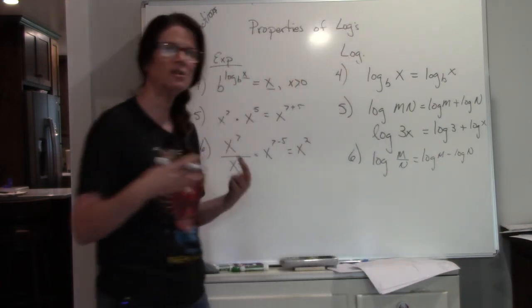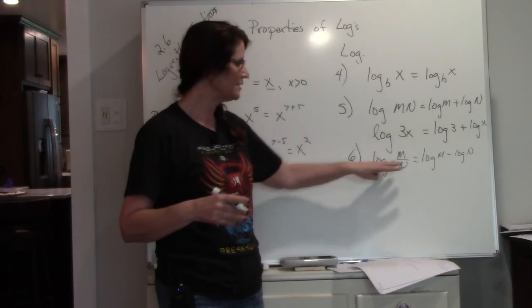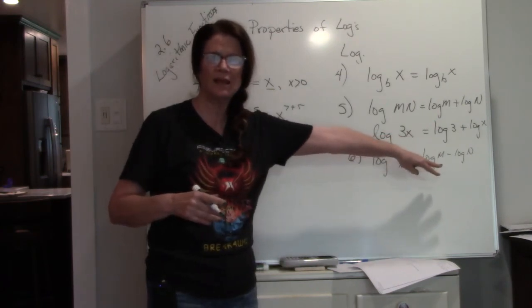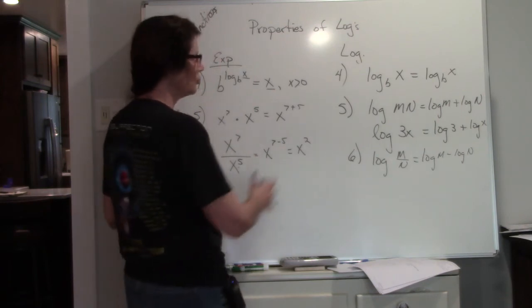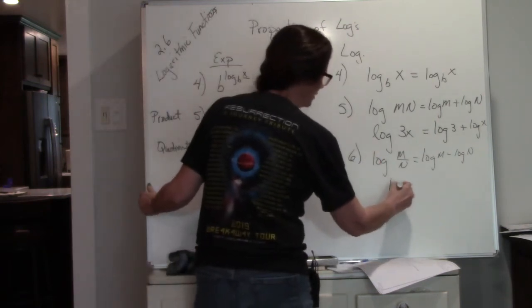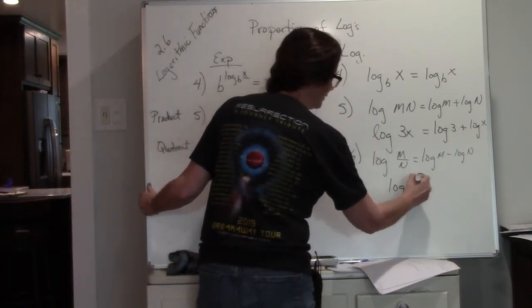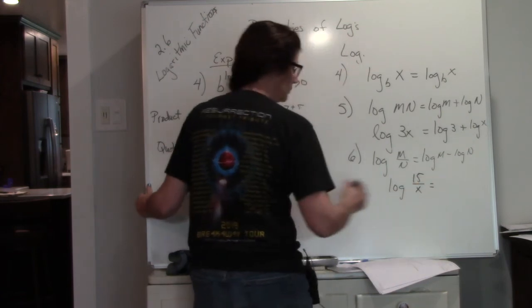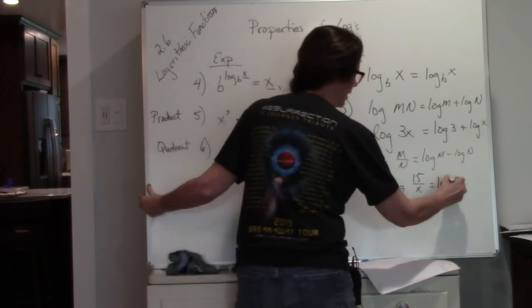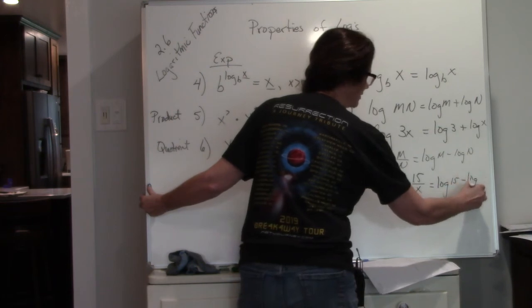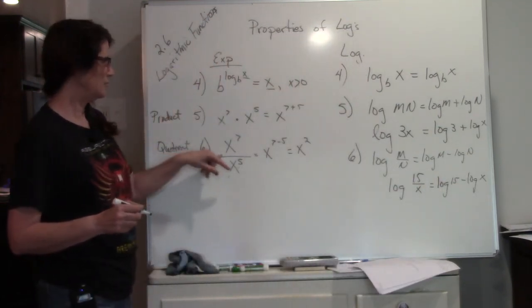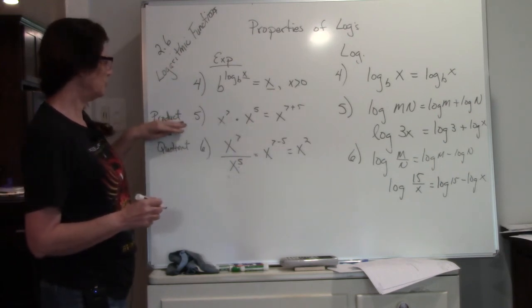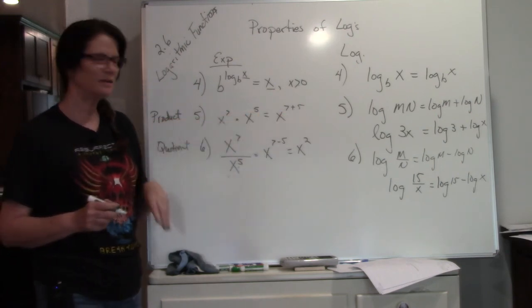Okay, so this is called expanding out. I'm taking one single log and I'm expanding it out so that I can more easily solve. So an example of this would be log of, say, 15 divided by x is the same as log of 15 minus log of x. So quotient rule, when I divide, I subtract. Product rule, when I multiply, I add the exponents.